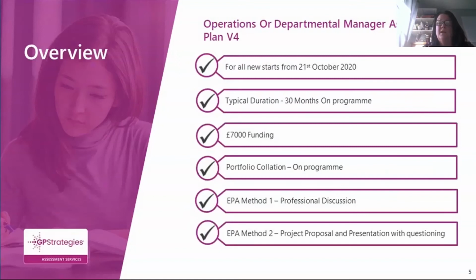So again, just a quick overview. We have the version 4 for all new starts from the 21st of October, the typical duration, which I've already mentioned. The funding band is now 7,000, and there's a portfolio collation for on programme, and then the 2 assessment methods there for endpoint assessment: professional discussion, and project proposal and presentation with the questioning.